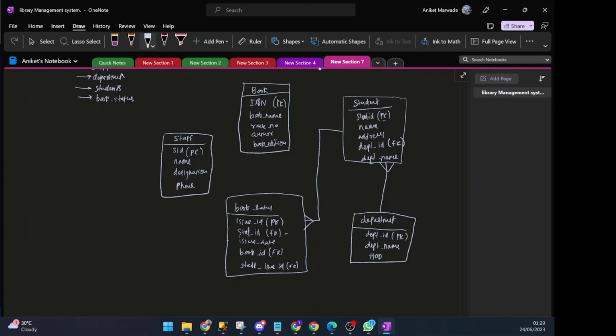So in here the ISBN value is there, and here the book ID is there, so there will be a one to many relationship between book and book status. And related to staff, we also have a one to many relationship, since we have staff ID here and staff issue ID here. So this will be our schema on which we will be building the tables. So let's move to the SQL, and let's start making the database.